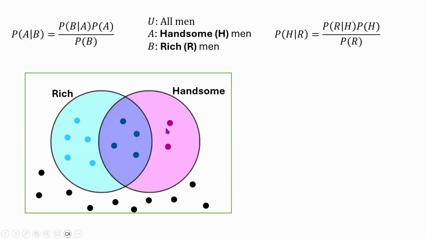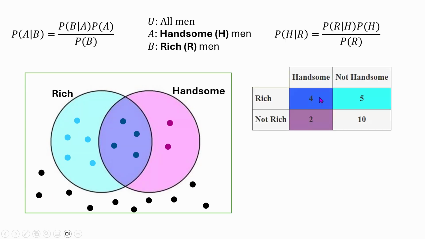That's it. So this is a Venn diagram. This is the Venn diagram for rich. This is the circle for handsome. And then these are people who are neither rich nor handsome. So you can see that there are four people who are both rich and handsome right here. There are five people who are rich but not handsome. These are these people. And there are two people who are handsome but not rich. And then there are the 10 unfortunate ones who are neither rich nor handsome, right?